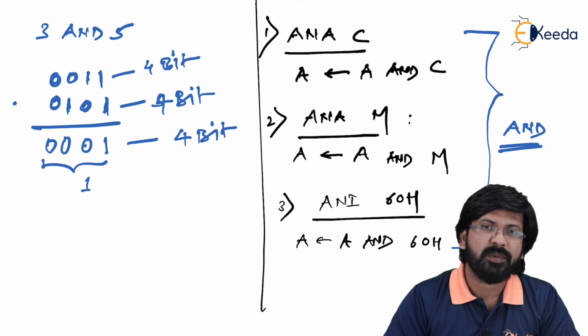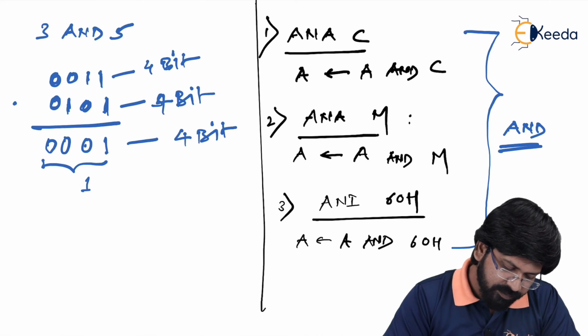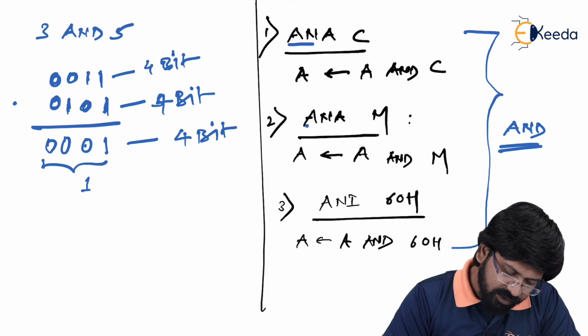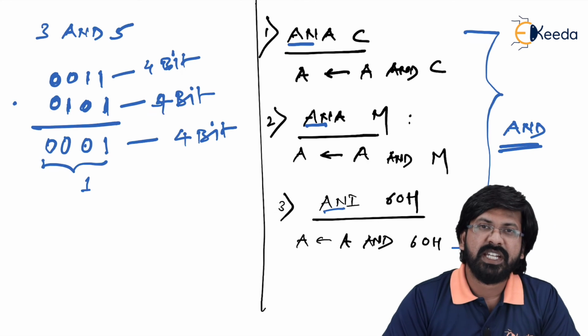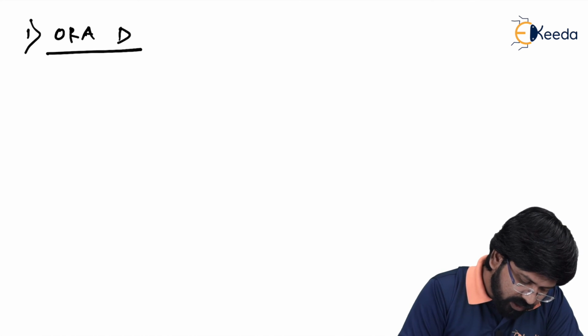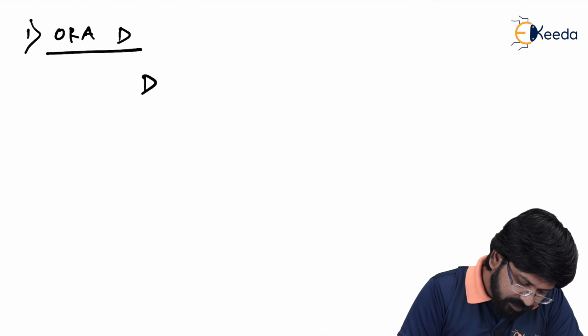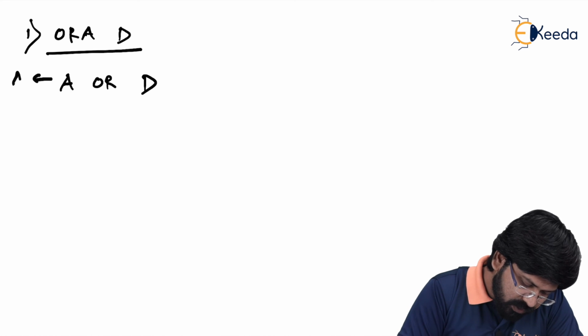Let's move to another operation, that is OR operation. So I'll just give you a hint. ANA stands for AND. If you just replace AN with OR, all the instructions become OR operations. Now we are going to see the OR instruction. You can write ORA D. So we know that OR stands for logical OR, A stands for accumulator. So what it does is it ORs the content of D with A, and the answer goes to A.